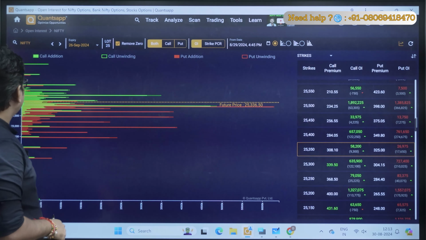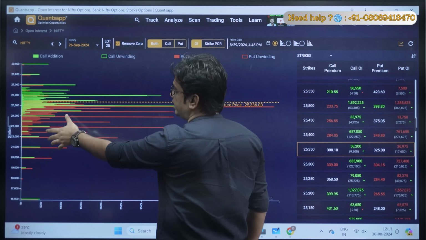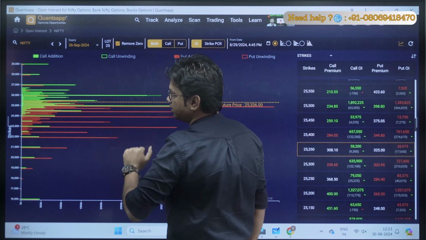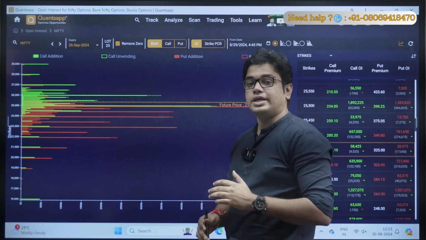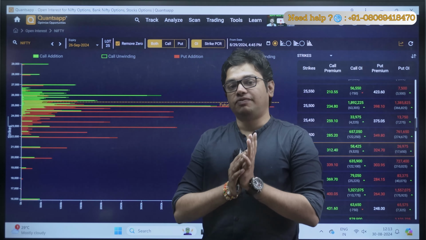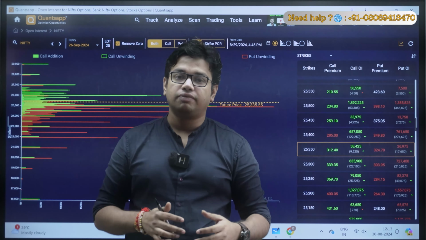In open interest I can see clearly that the density of the put writers is more as compared to the call writers. And you can see the bar side also, so they are also supporting that Nifty might go up. So Nifty is in a bullish run. If I want to take the trade, I can go ahead with the hedging.